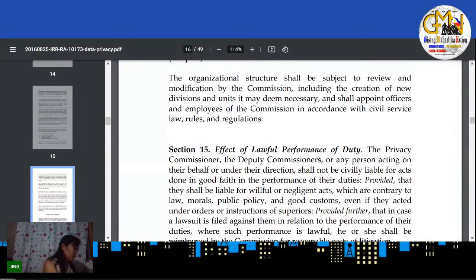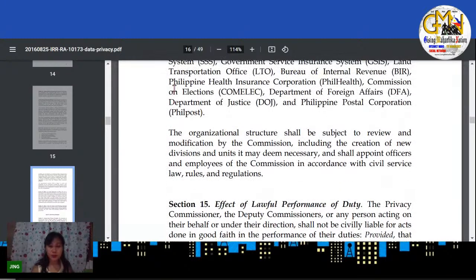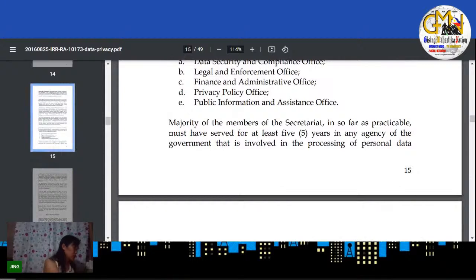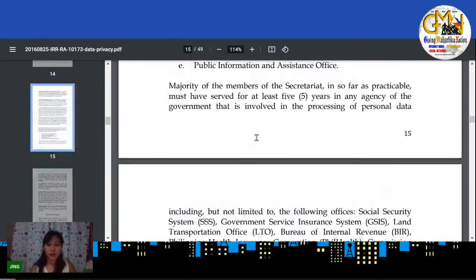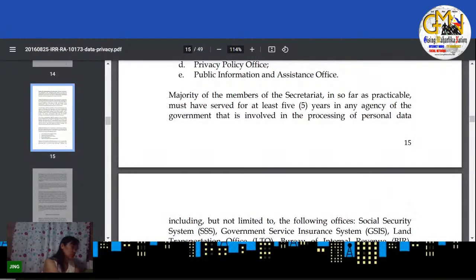Section 15. Majority. Section 15. Okay, nakuha pa yung sa majority. So, balik tayo dito sa next. Ulitin ko dito sa page 15. Okay, ulit ako sa page 15.